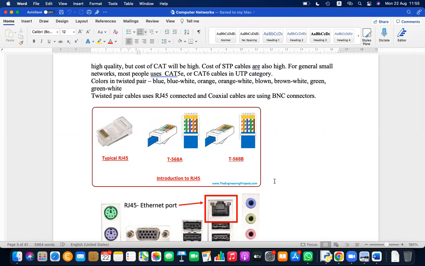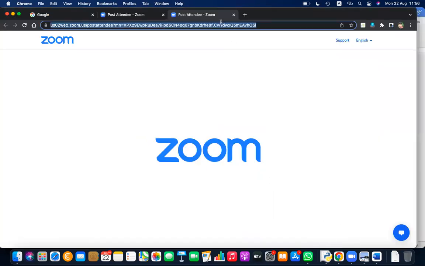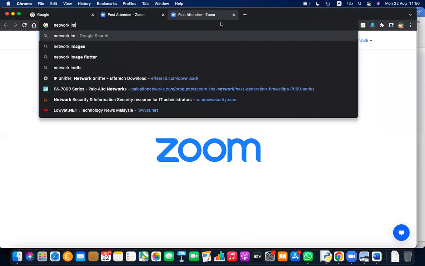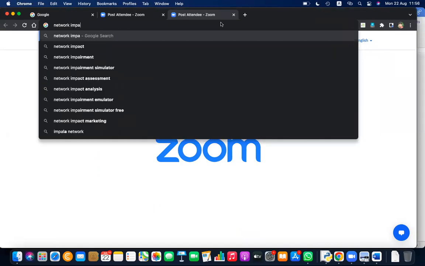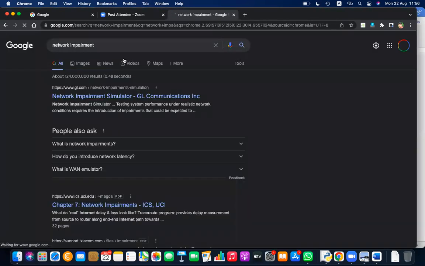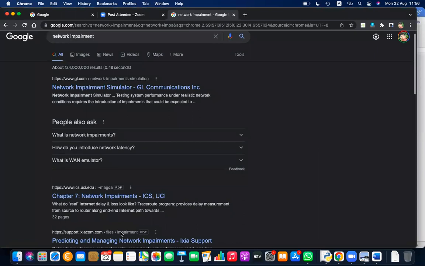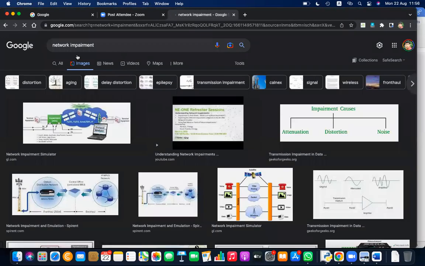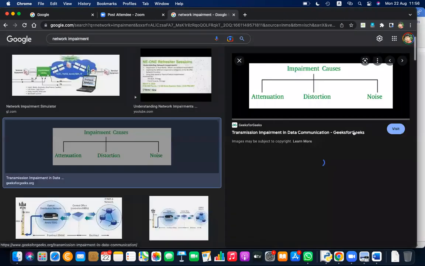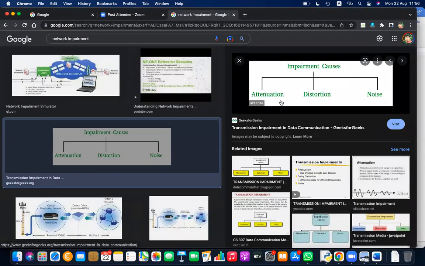Network impairments are the issues affecting the network quality or the network services. This is the wording, right? Network impairments. Under the network impairments is where you learn about certain things here. It can be attenuation, distortion, or noise. Impairment can happen due to attenuation, distortion, and noise.